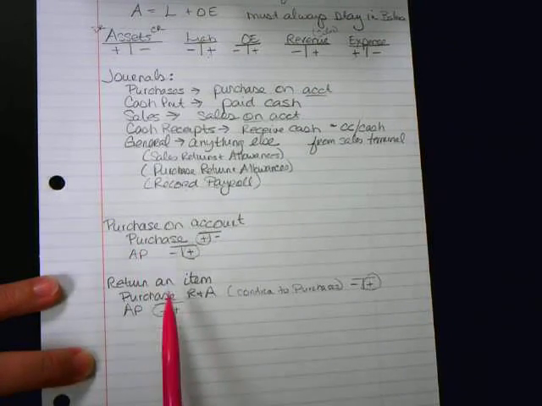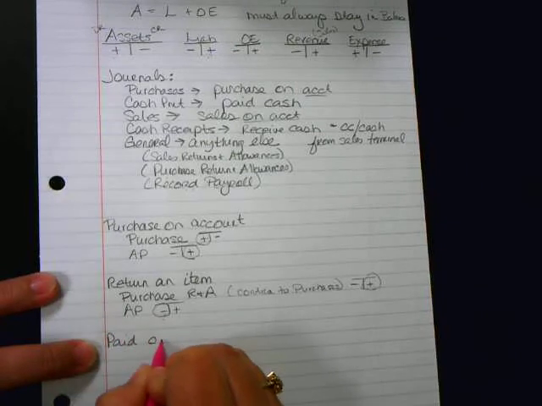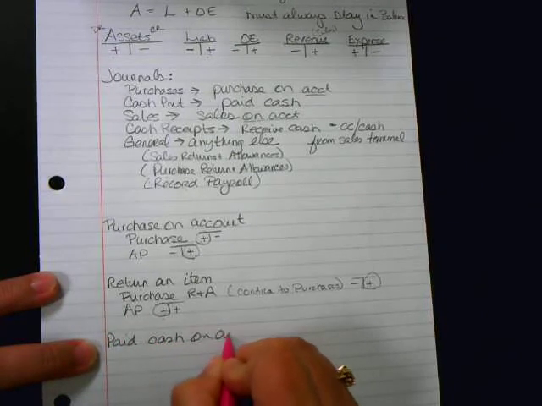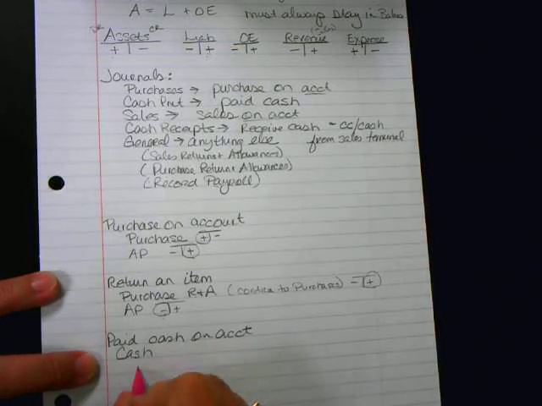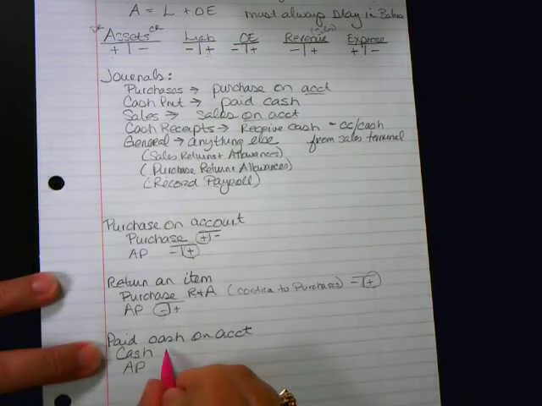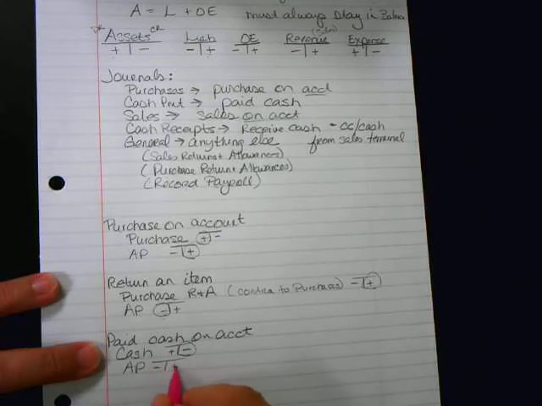Now we purchased, maybe we return an item, now we need to pay. Okay, so we're going to pay cash on account. Okay, so that of course affects cash, and it affects accounts payable. So cash, normal balance, debit. We're paying cash, so we're decreasing our cash. Accounts payable, normal balance, and we are decreasing what we owe. So there's our debit, there's our credit, and they should equal.